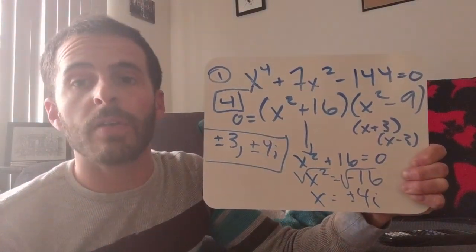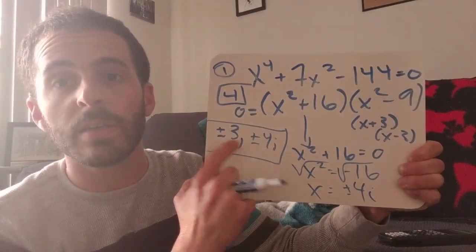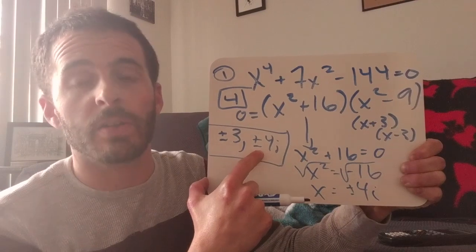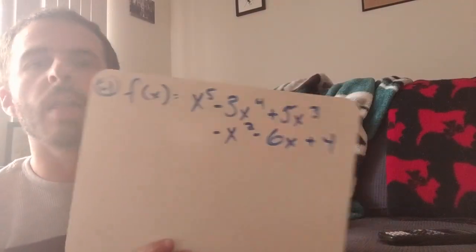Why don't you now go to your calculator, graph it, and see what it looks like. I bet you'll be able to find these. See if you can find those on the graphing calculator, and if not, why not? Okay, on to number 4, which is going to require a lot of math.